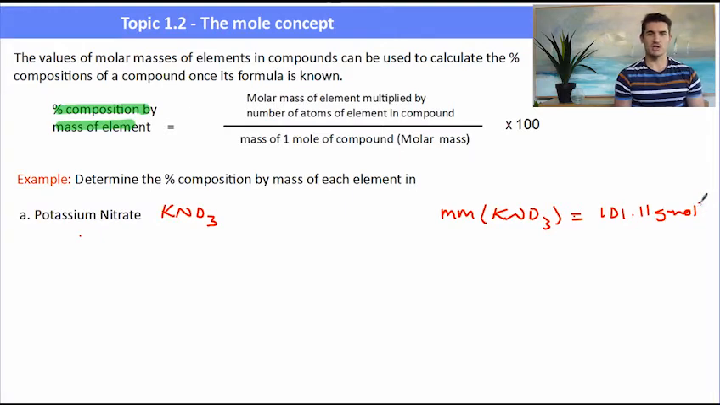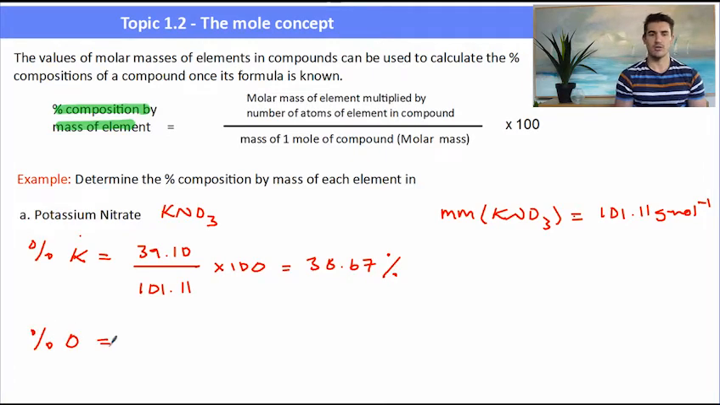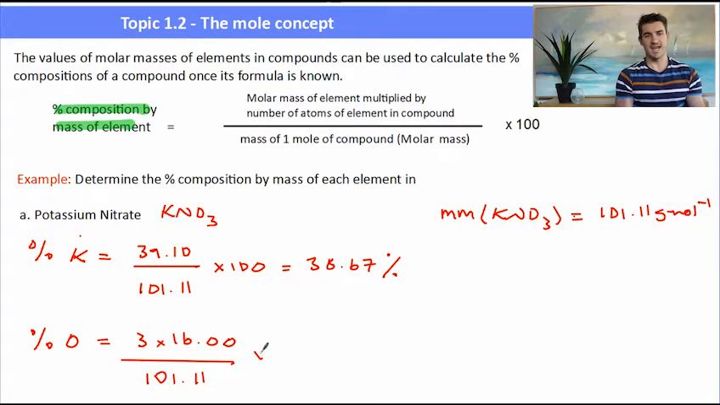And then to work out the percentage of potassium, we just get the mass of potassium, 39.1, divide it by the molar mass of potassium nitrate and multiply it by 100. That is the percentage composition of potassium. If we were to use the oxygen, well, we've got 3 oxygens in the formula, so we need to go 3 times 16 divided by the molar mass and multiply that by 100, giving us 47.47%.